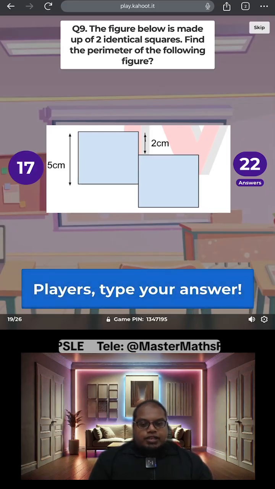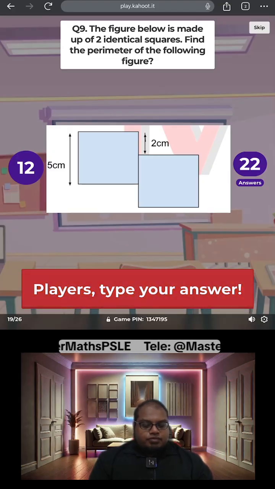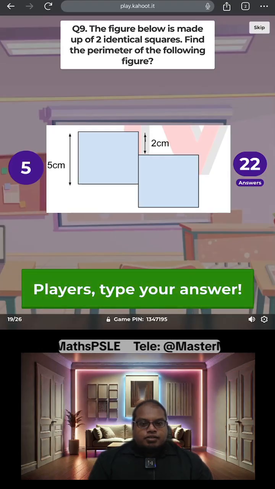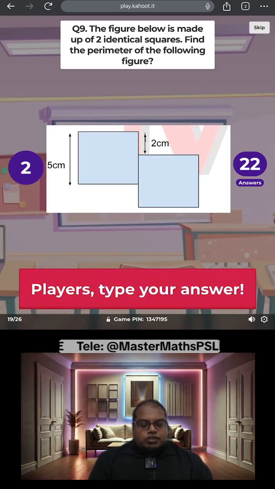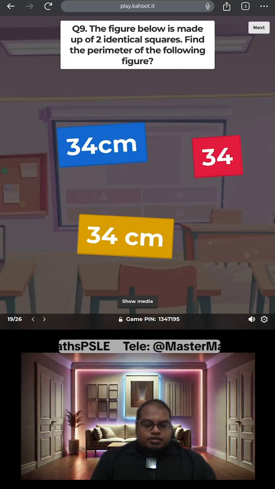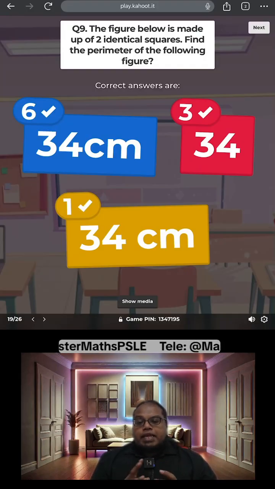Okay, 18 more seconds. Ten more seconds. 3, 2, 1. Okay, very good. 10 of you got it correct. Again, 20 is the perimeter of 1 square. Now we got 2 squares, but the way it's being placed, such that the outline is different.